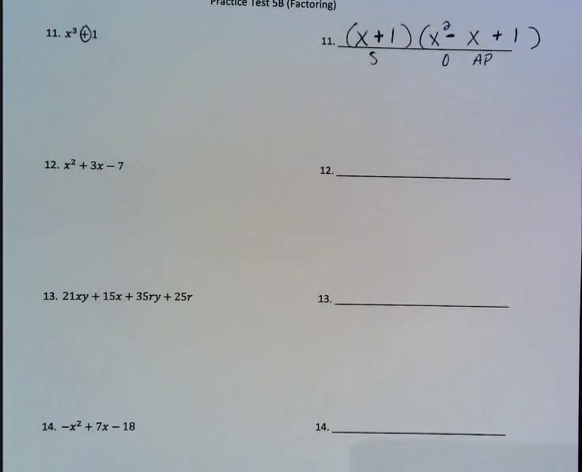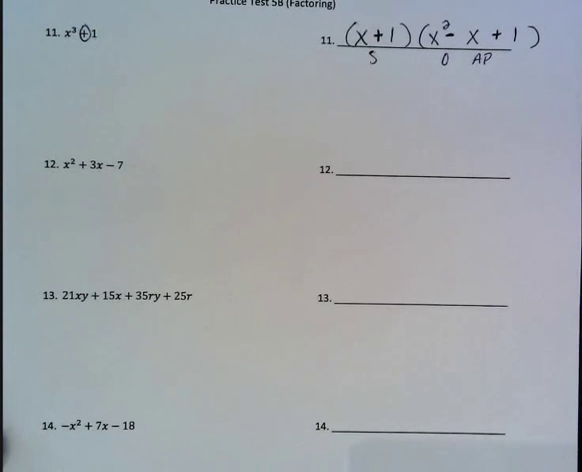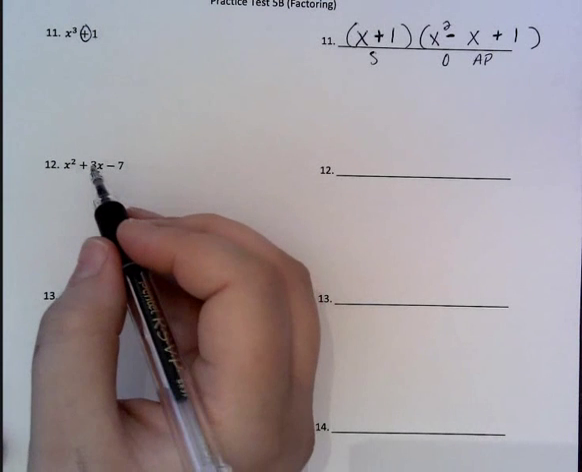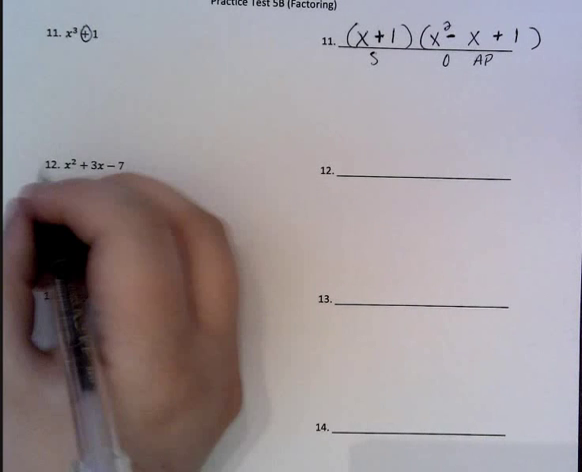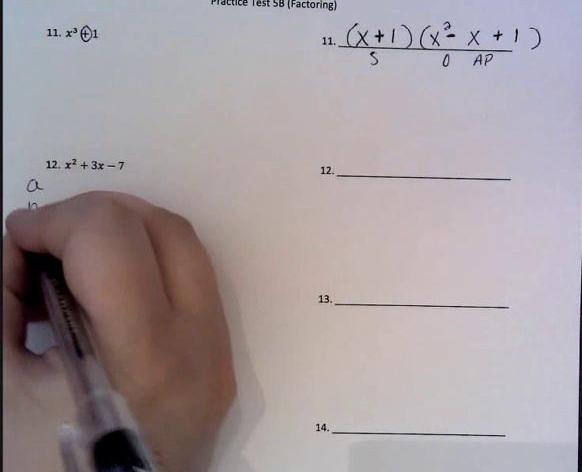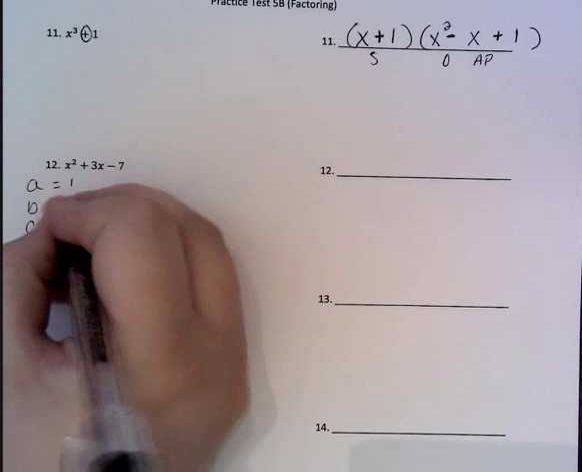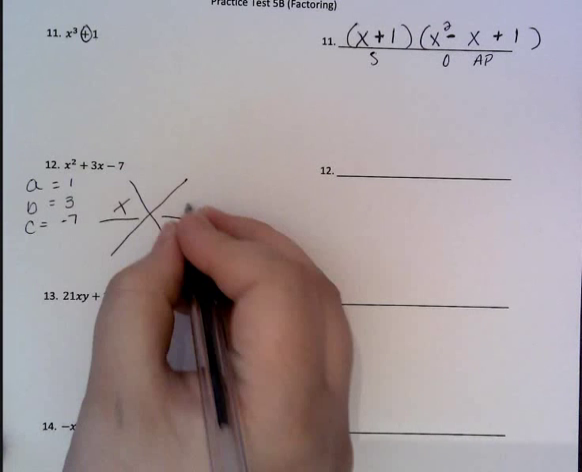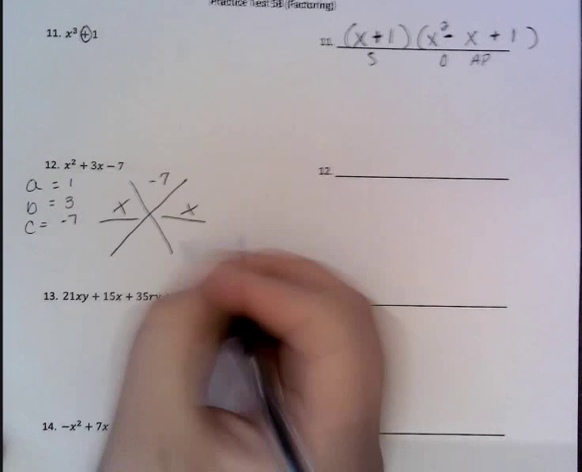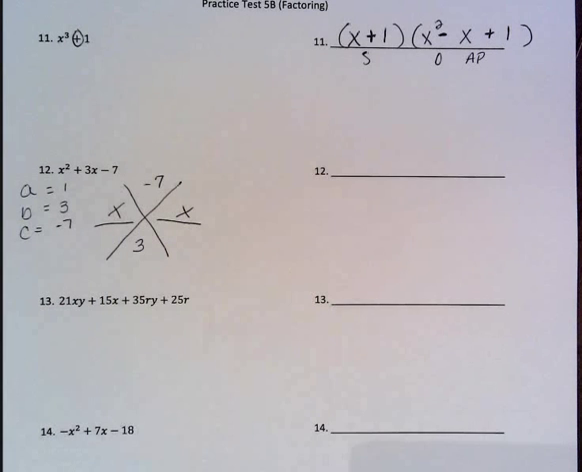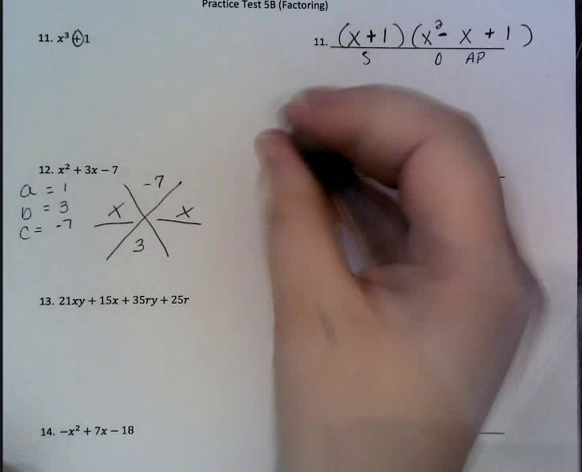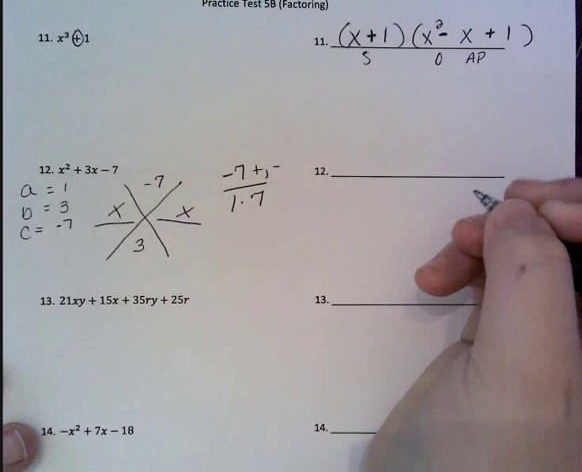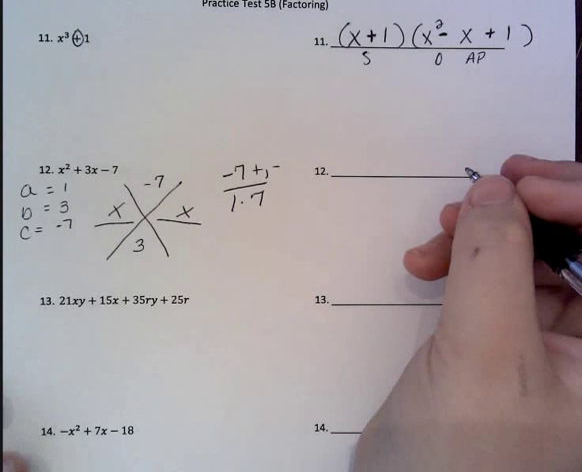Number 12 is our AC method. We know that because we can't take out a greatest common factor because there's nothing they have in common. And there are 3 terms. My x's go on top of my wings, my -7 goes up top here, and my b goes down here. So I need to find out what multiplies to give me -7, sorry, and adds to give me 3.